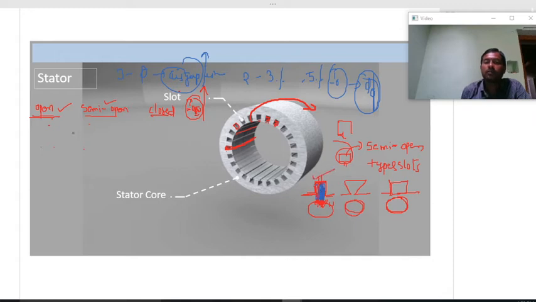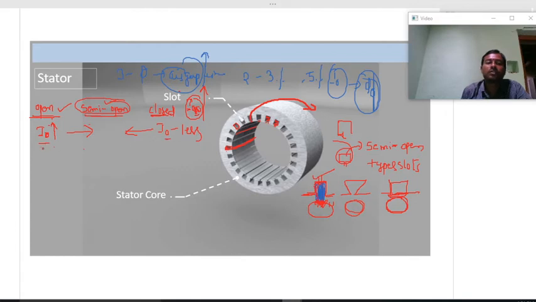Here the air gap is more, so the no load current I naught drawn is more. If you take closed slots, the air gap is very less, so I naught is very less. The no load current drawn from the source is very less in closed type slots. If you take semi open type slots, the I naught will be in between open and closed.